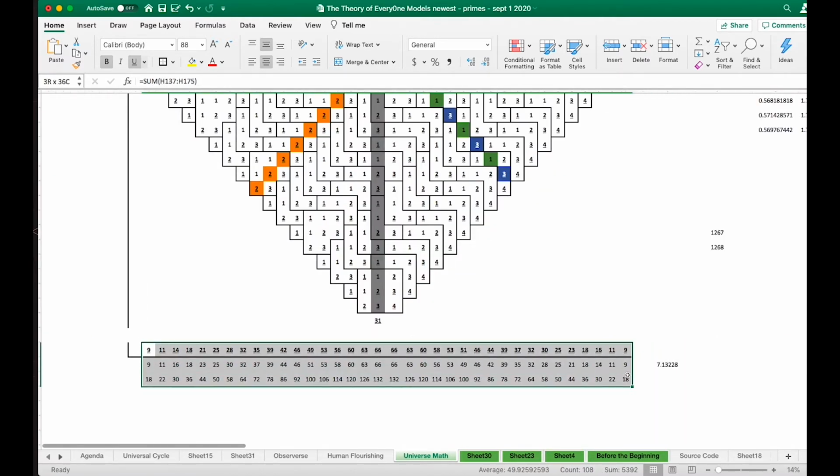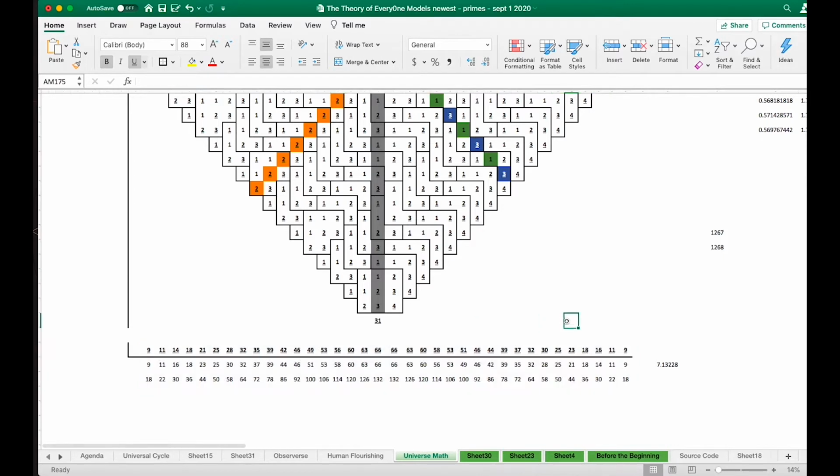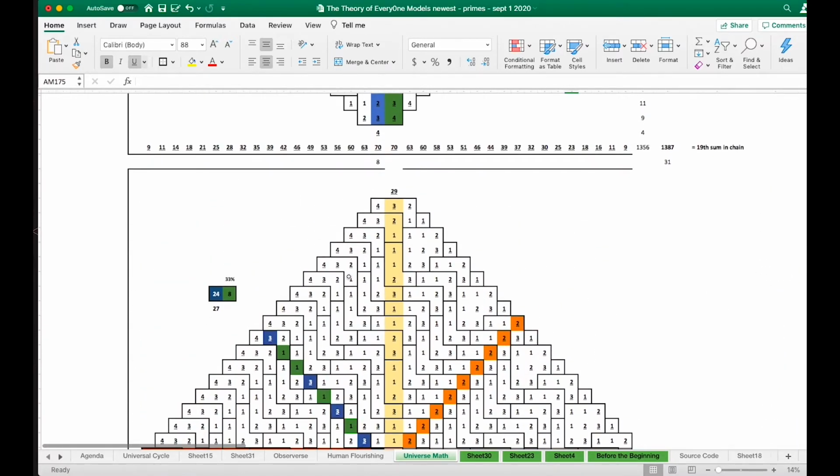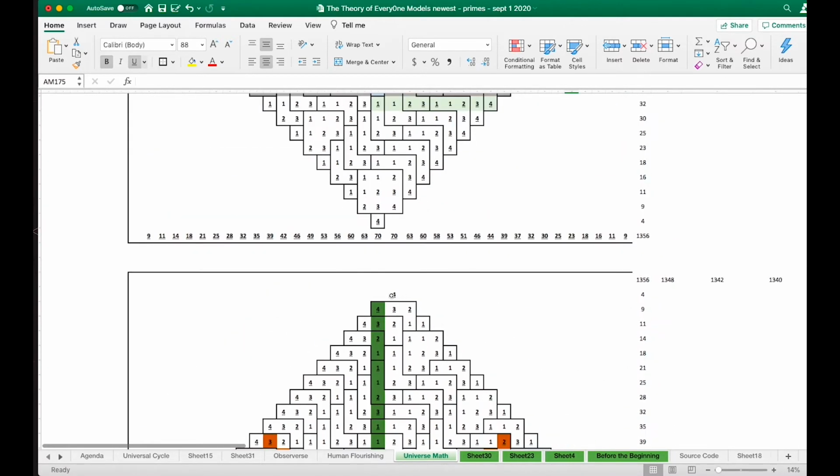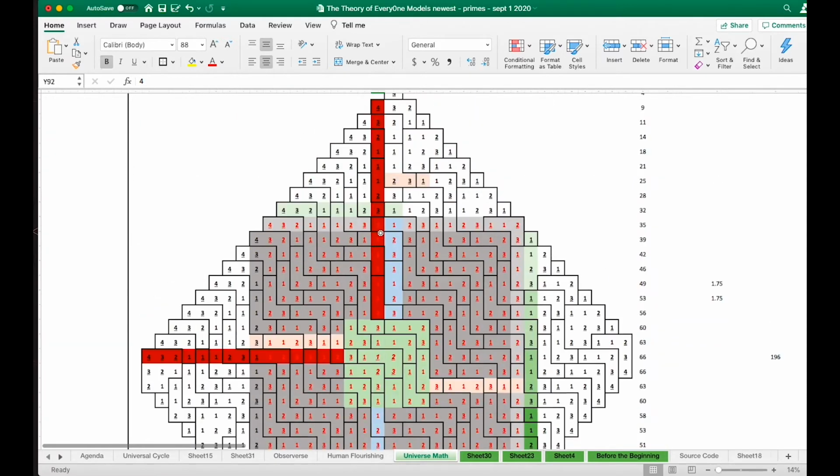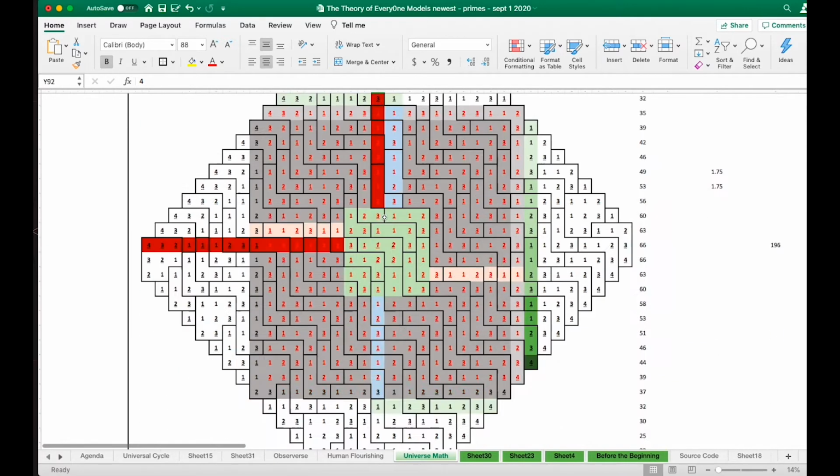And there's all kinds of math that I'm just looking at. So it starts with 9, it ends with 9. It starts with 4, because there's a 4 right here. And it ends with 4. And the center is 4 right there.